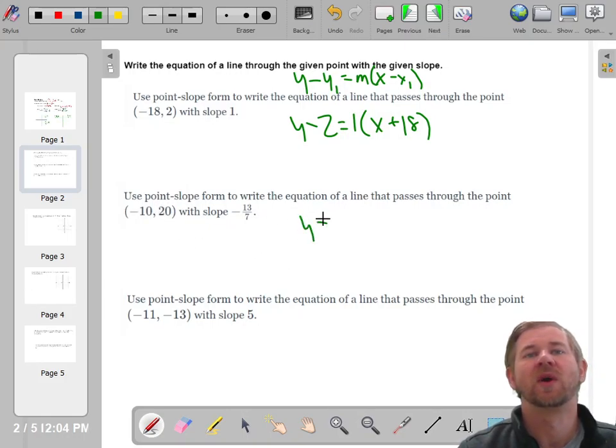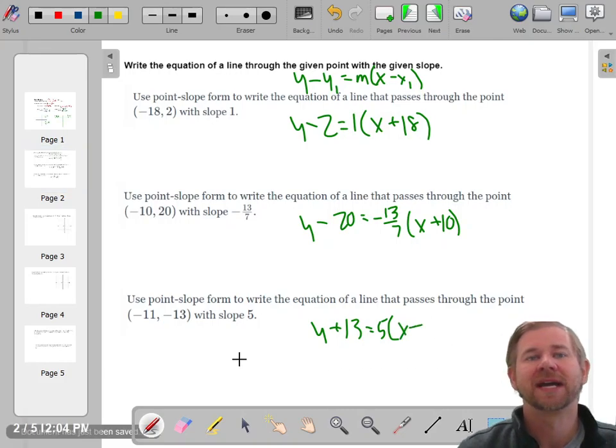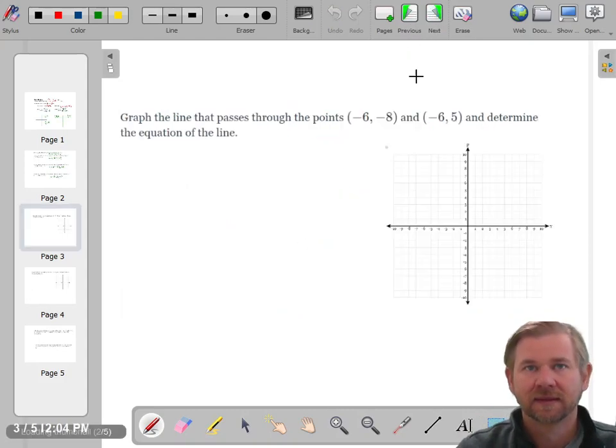Y minus 20 equals m, negative 13 over 7, times x minus negative 10, x plus 10. Done. Y minus negative 13, y plus 13. The slope is 5. X minus negative 11, x plus 11. That's it. Writing equations of lines is easy.